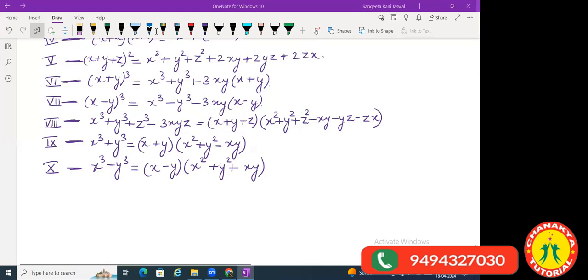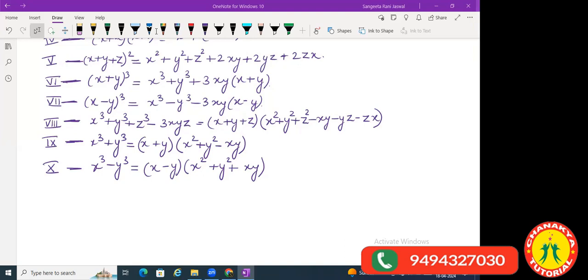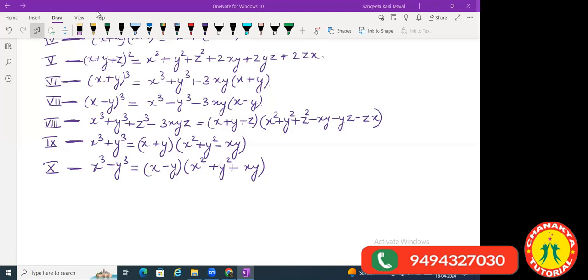Yes, ma'am. Ma'am, I have one small doubt. Can you explain how you got the fifth identity, x plus y plus z whole square? Because I'm confused about it. Now you learn the identity, and we will do these questions from the exercise and you'll get to know. x plus y plus z, the whole square, will give you x square plus y square plus z square plus 2xy plus 2yz plus 2zx. Learn this identity and we'll do the sums. You'll get to know how we use it.